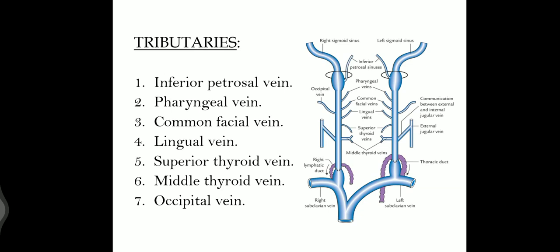So these are the tributaries we have seen, which pierce the carotid sheath, and also these are the tributaries: the pharyngeal vein, common facial vein, lingual vein, superior thyroid vein and middle thyroid vein. These are the tributaries of the internal jugular vein, and the oblique vein communicates the external jugular vein with the internal jugular vein.